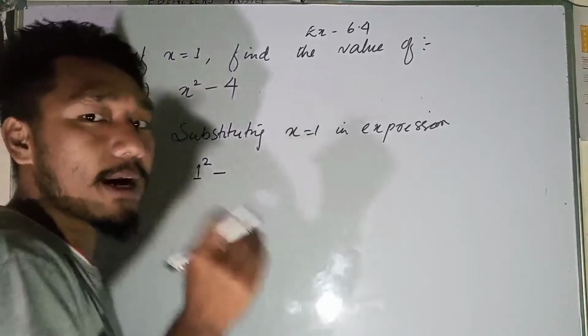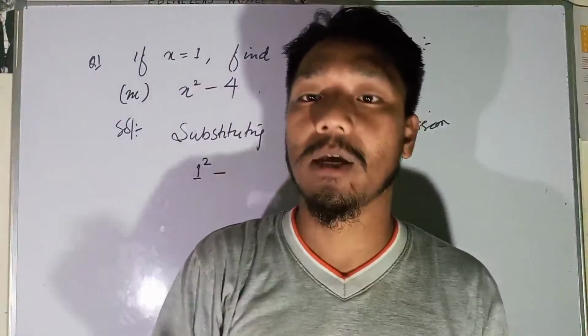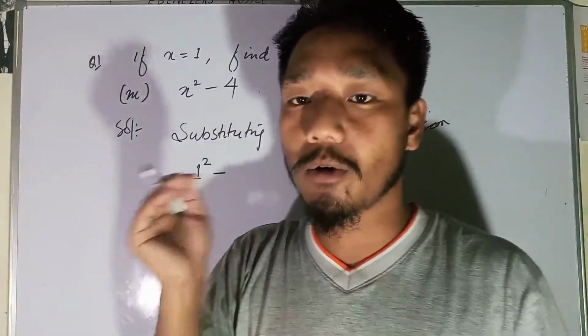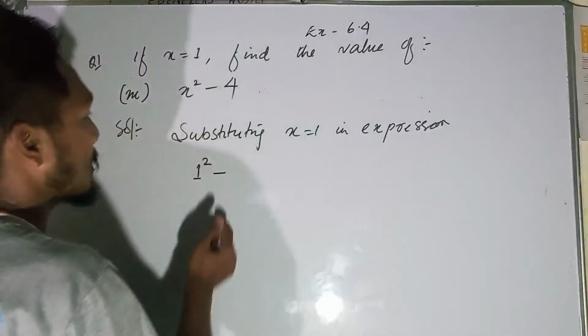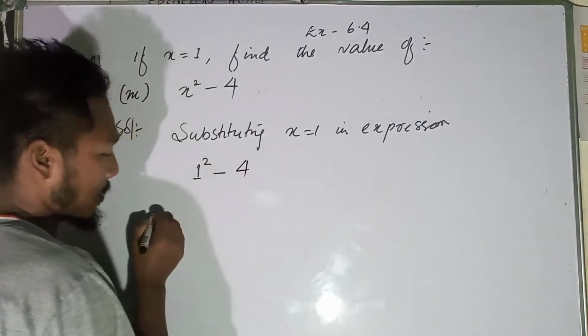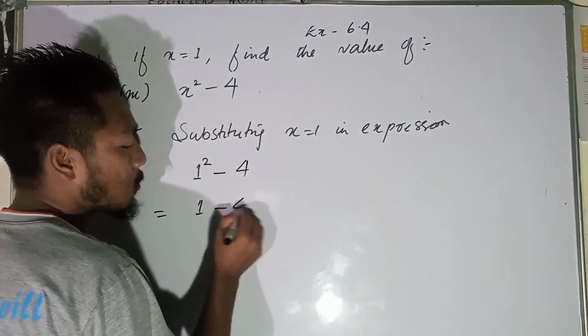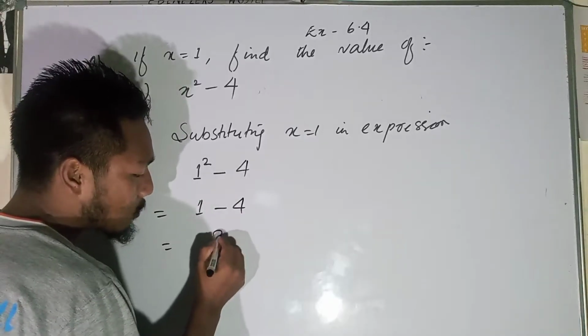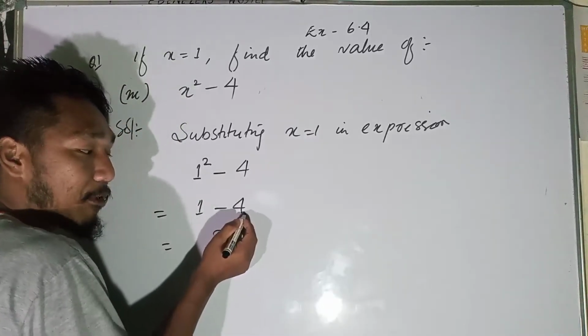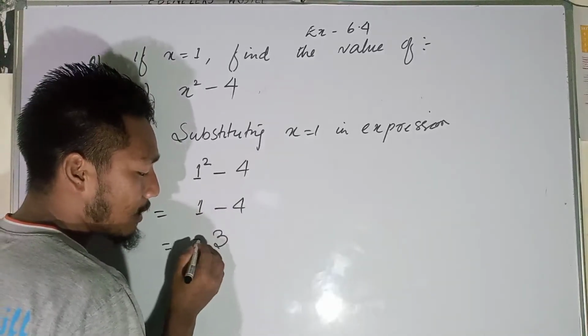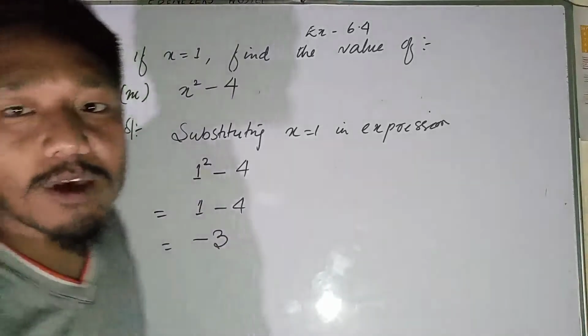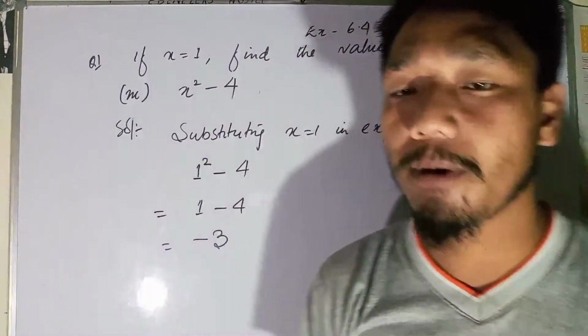Wherever x is there, we are going to substitute only the x, not the power, not the coefficient. That is what we call x squared minus 4. That is, 1 squared is 1, minus 4. So 4 minus 1 is 3. Here 4 is greater than 1, and 4 has the minus sign. That means our answer will be negative, that is minus 3. Clear about this one?